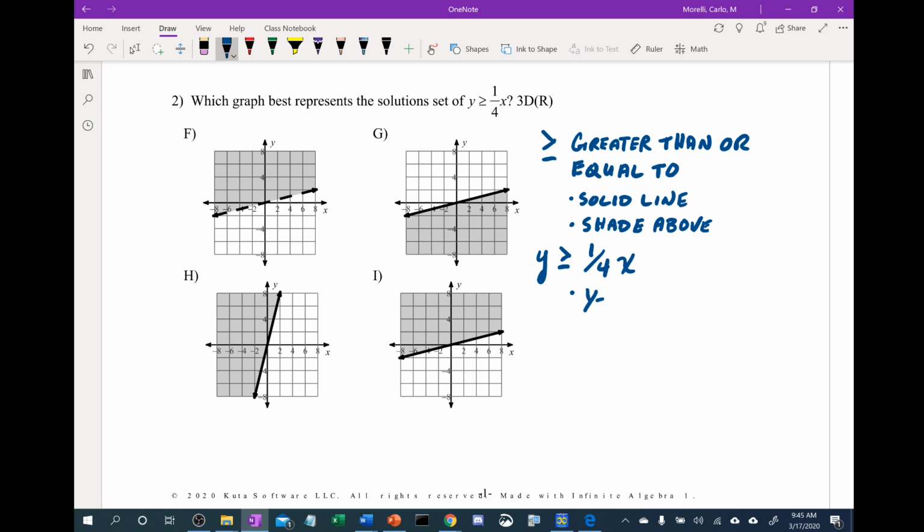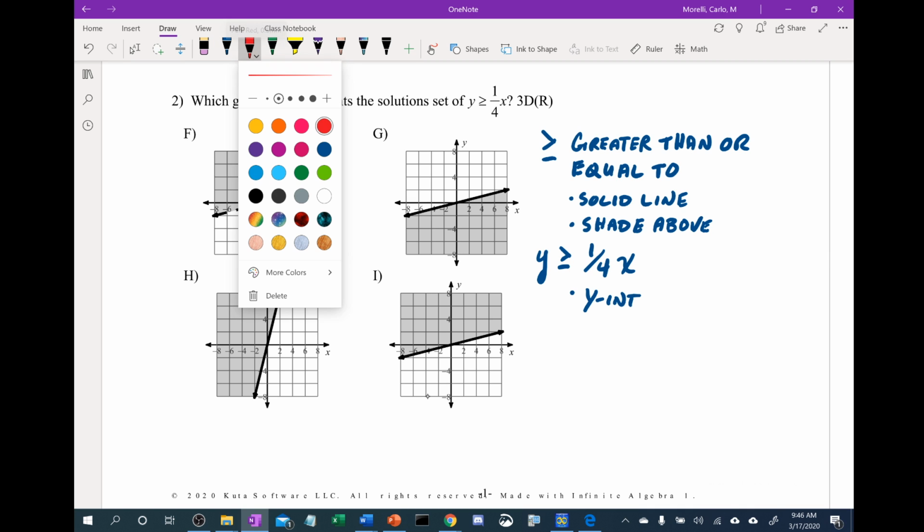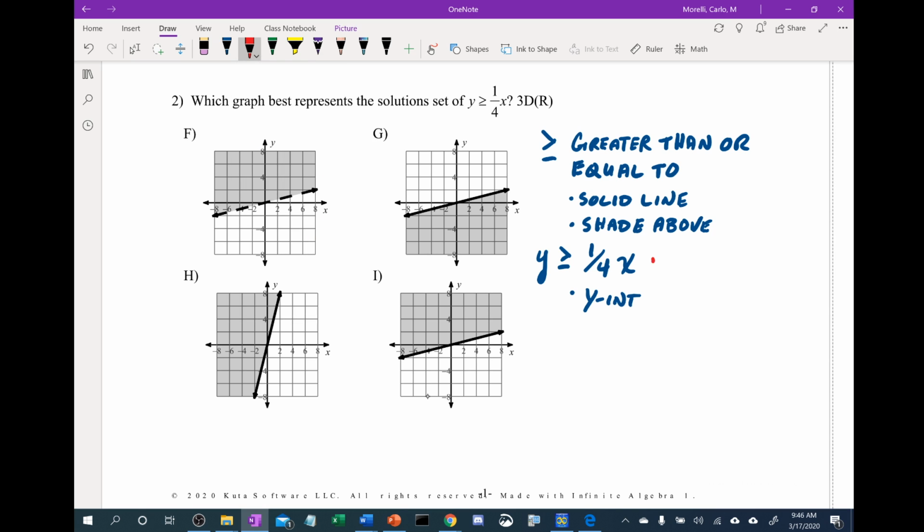So, what is the y-intercept here? The y-intercept is actually at 0, 0. When there's nothing else written, we can actually assume that this means plus 0. So the y-intercept is located at 0, 0. Okay, now the slope is positive. So from left to right, it goes up. And what it means is rise 1 and then run 4. So up 1 over 4 to the right.